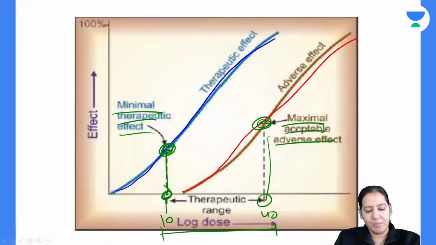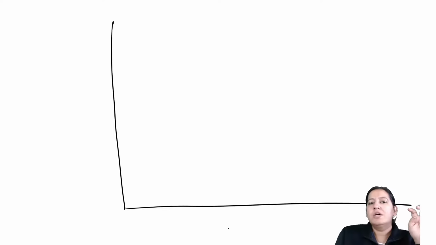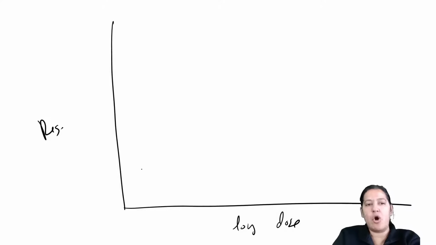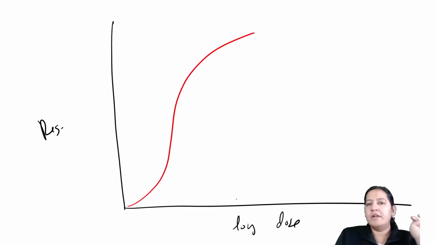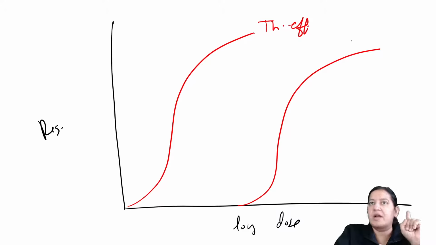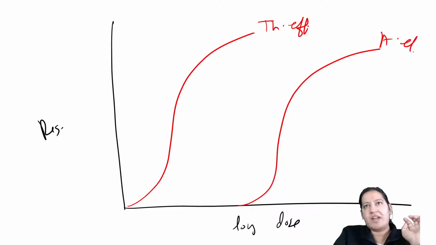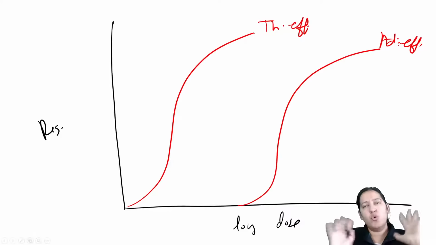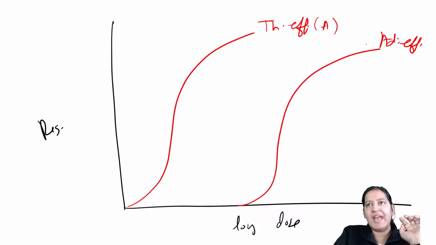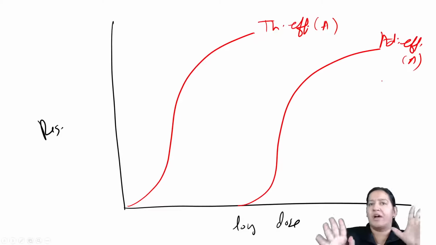Let me summarize both the terms. Those who have confusion, please listen carefully. Take the logarithm of the dose on the x-axis, take response on the y-axis, and draw two curves. The first curve is the therapeutic effect curve of the same drug. The second curve is the adverse effect of the same drug. Both are drug A, the same drug in front of you.